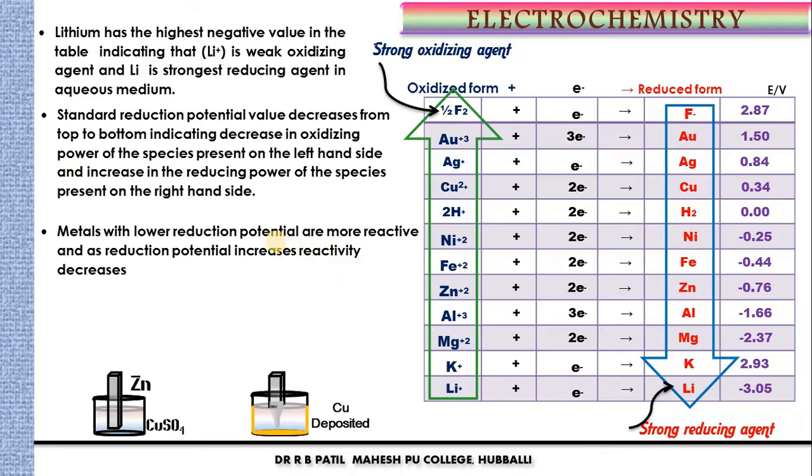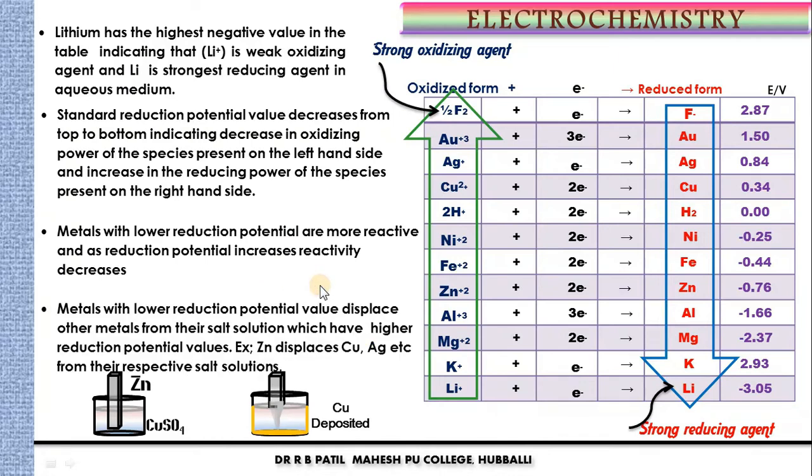And the next is very important point, students. The metal with lower reduction potential value, they displace other metal ions from their respective solution which are present above. For example, see here, I dipped zinc rod in copper sulfate solution. Okay, zinc rod dipped in copper sulfate solution. Keep that solution for some time. Okay, after some time what happens?